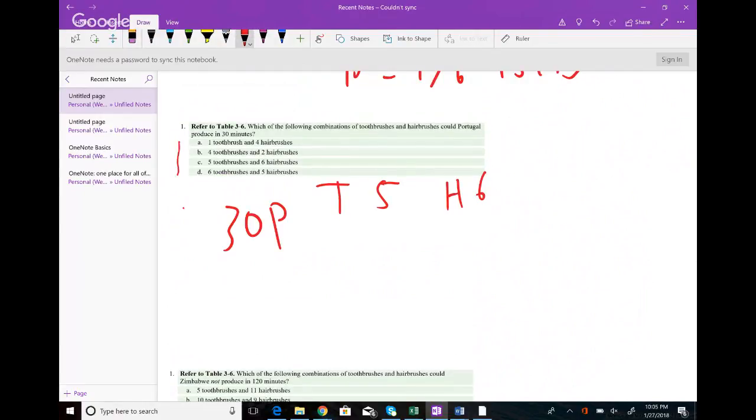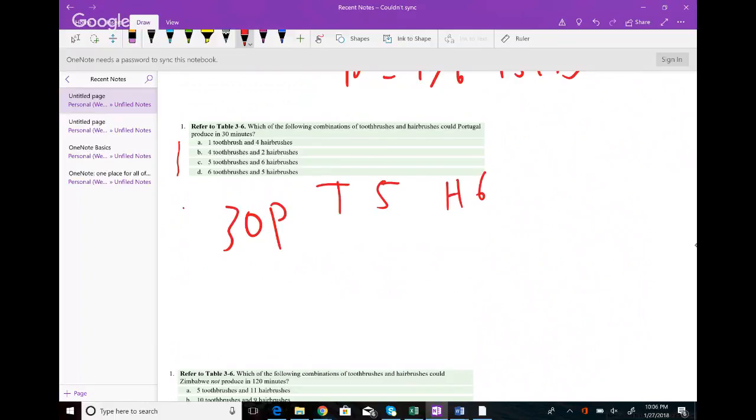We're going to see which one of these combinations would take a production time that's more than, well, the question is asking which one they could produce. So which one of these would take less than 30 minutes? Because if it's more than 30 minutes, this is asking for too much. We don't have more than 30 minutes.